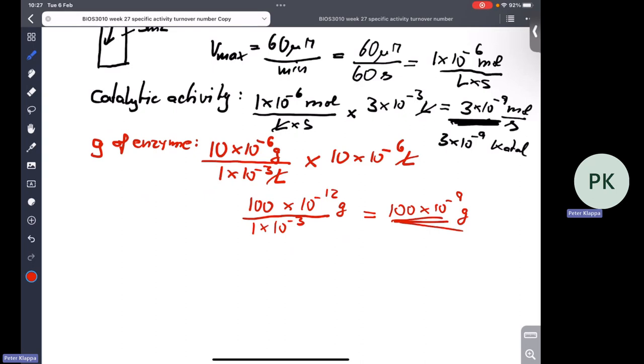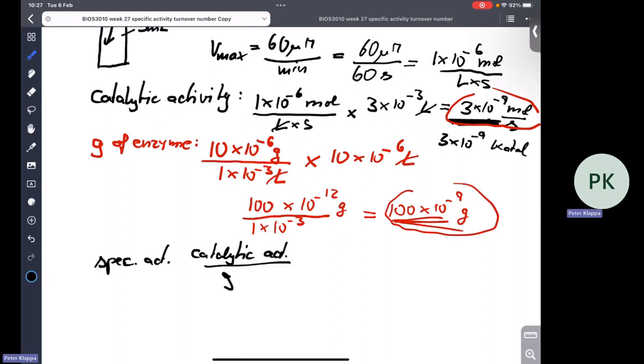Okay, good, great. Now let's combine it. Let's combine the catalytic activity that we have calculated here and the grams of enzyme here. So, specific activity. We have catalytic activity divided by grams, and we get 3 times 10 to the minus 9 mole per second divided by 100 times 10 to the minus 9 gram. We see the unit, we have mole per second in gram, so that looks good. We can even cancel the 10 to the minus 9. It's much easier.